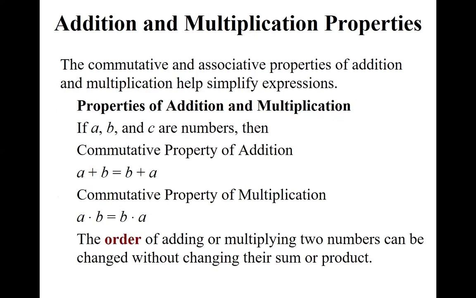Let's recall we had some addition and multiplication properties. We had the commutative properties that say we could add or multiply in any order without changing the value. The commutative properties were the properties where we pick up and move. We change the order. So a plus b equals b plus a, and a times b equals b times a. The commutative property is the ABA property.